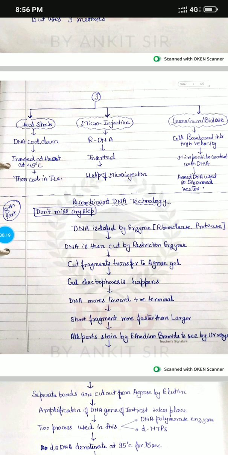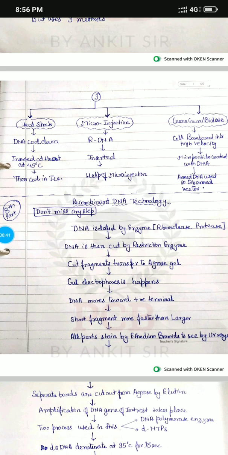And the last one is the ballistic gene gun, where the cell into which DNA is going to be inserted is bombarded with microparticles, and these microparticles are coated with the DNA. When they hit at high speed, they go inside the cell and attach there. The armed DNA is used to disarm the vector.